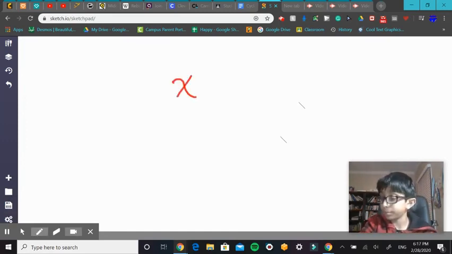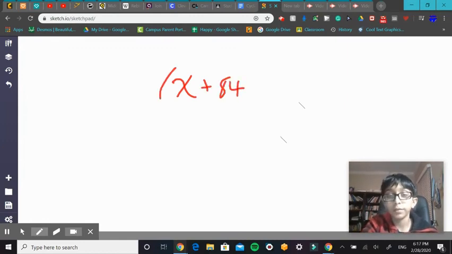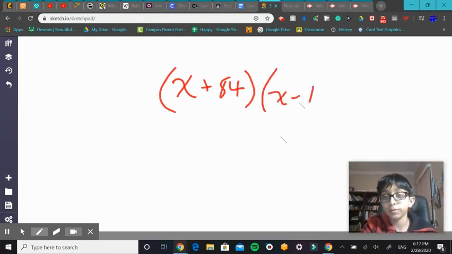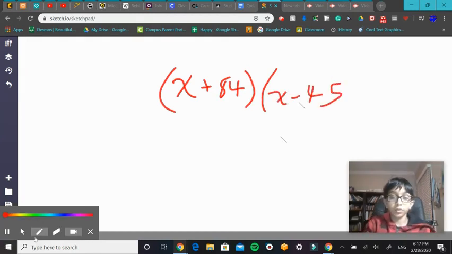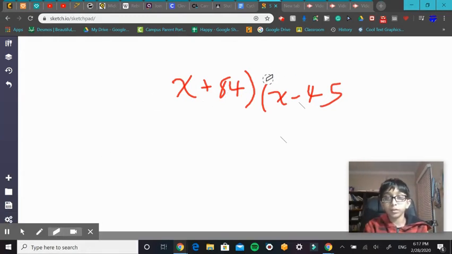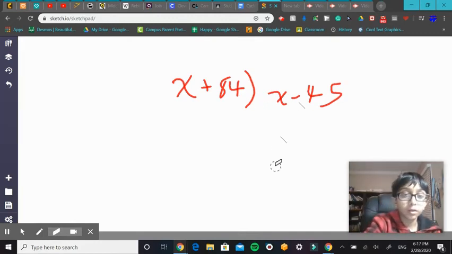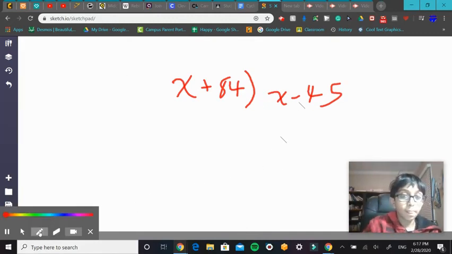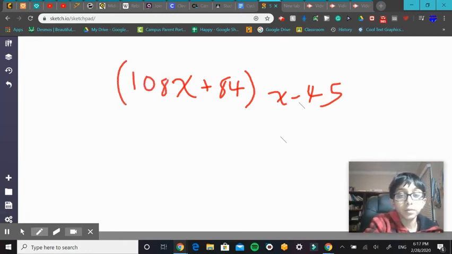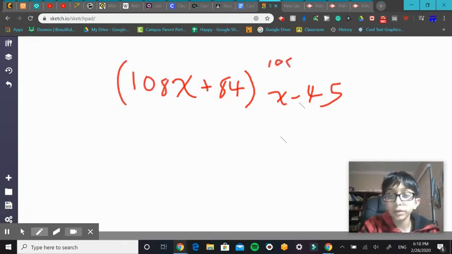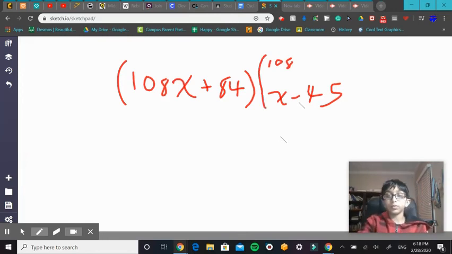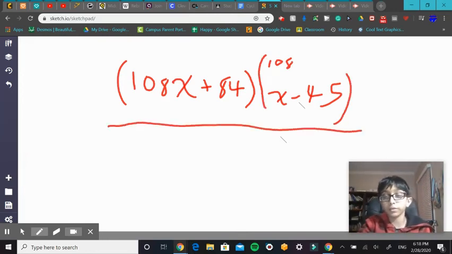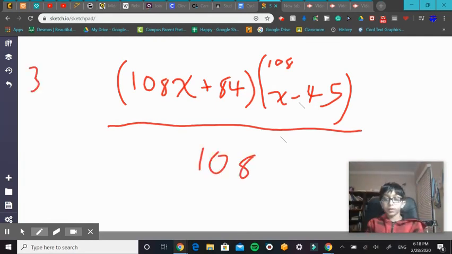Okay, this is where we were. We were at x plus 84 and x minus 45. And we were just going to bring back the 108. Yeah, I remember. Okay, so 108, and there's a 108 over here as well. So now all we have to do is divide the expression by 108. Remember that 3 is still hanging there.